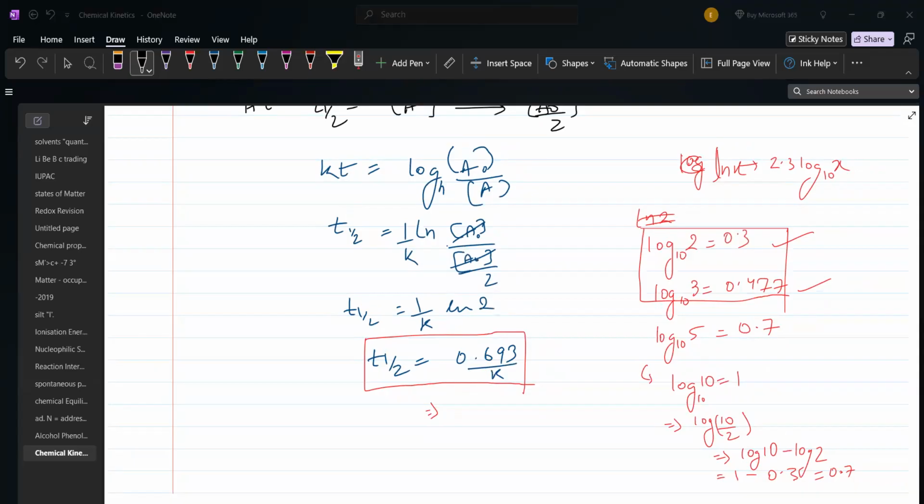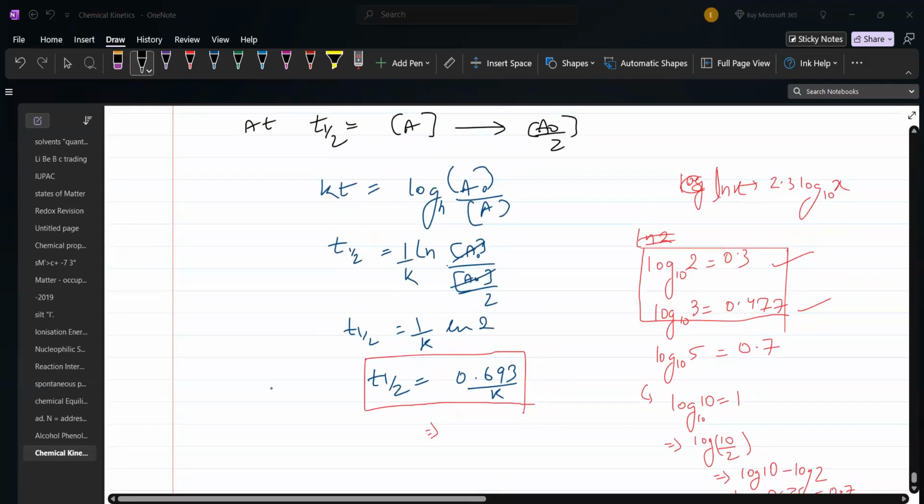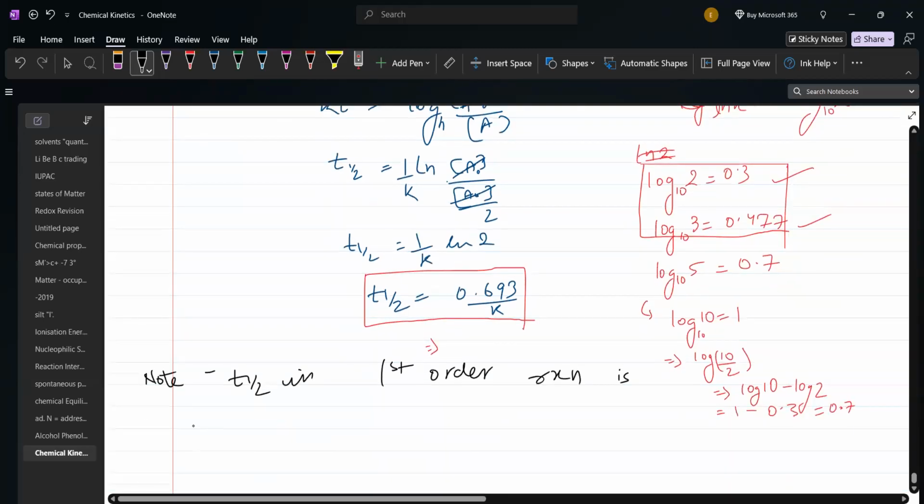Done copying? Yes, sir. So please note here that T half in a first order reaction is independent of initial concentration. Can you see there is no initial concentration in the formula? Yes or no?